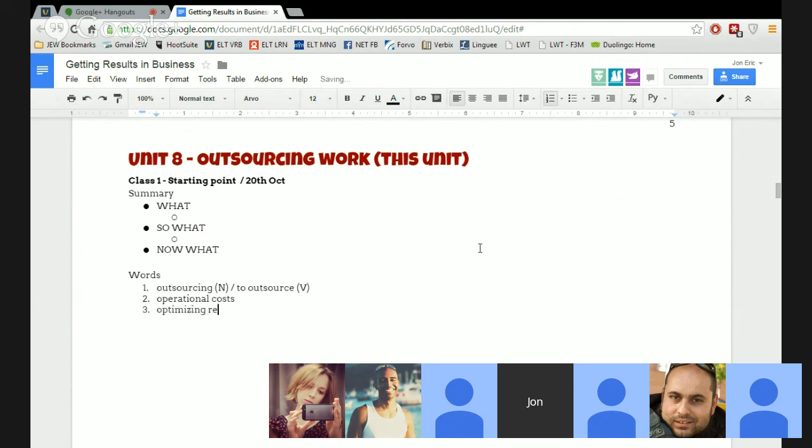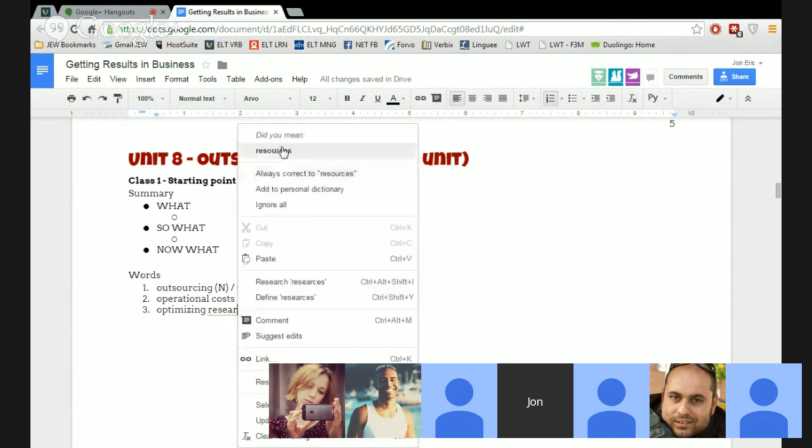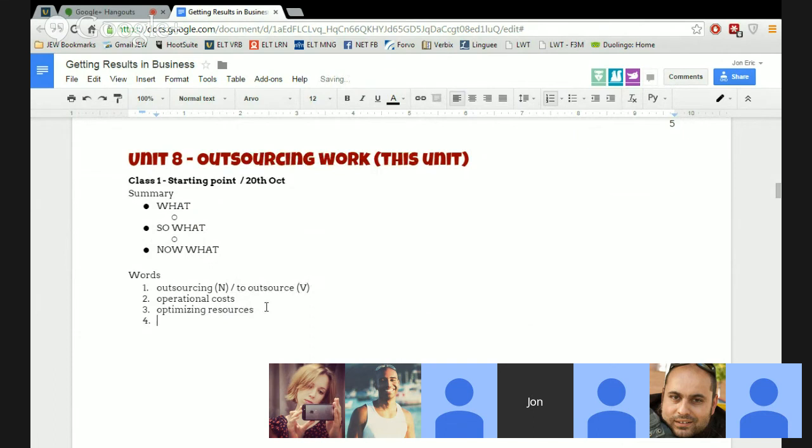Optimizing resources. Whoops, not spelled like that, sorry. These are all great vocabulary words that we've generated just by talking about this. Workforce. Reducing the workforce. Maybe. What else? Quality assurance. Another good key vocabulary word.